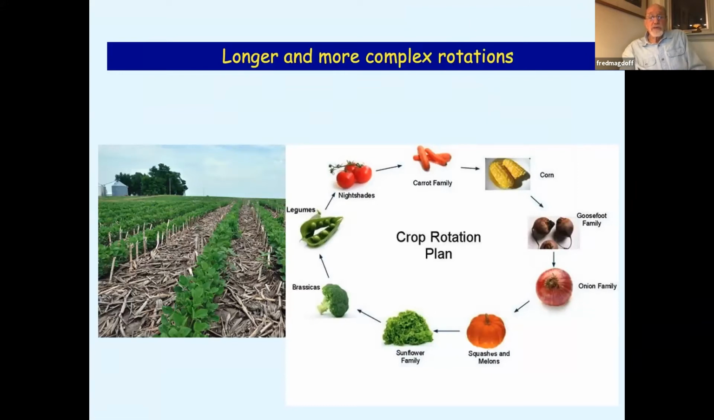So instead of corn, soybeans, like what's common in the Midwest, the more different crops you can have in a rotation, the better off you are. That provides diversity below ground because you're feeding the soil with different types of crop residues. You're feeding them with different types of root exudates. So different types of plants contribute to the increase in complexity of the soil microbiome.